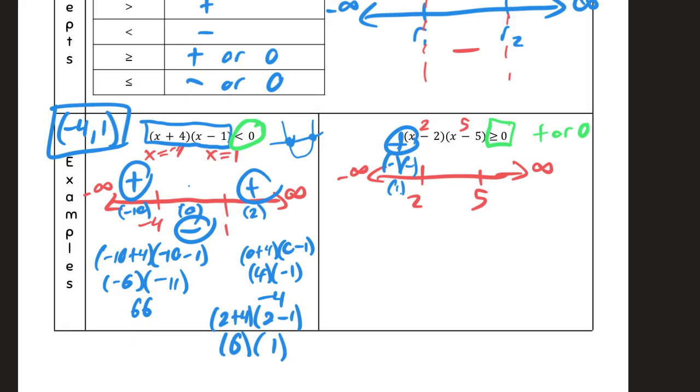Okay? And you can do the same thing. Pick a number between 2 and 5. 3. If I plug in 3, 3 minus 2 is positive, 3 minus 5 is negative, so I have a positive times a negative now in that interval. So that interval is negative.